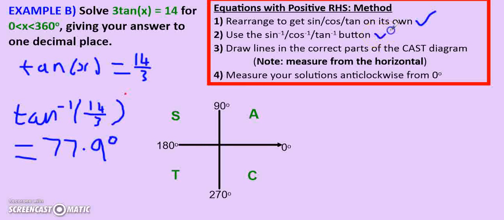Okay, done. Step 3, draw lines in the correct parts of the CAST diagram. Well, we're doing positive values of tan x. So tan x can be positive in the A section, where they're all positive, or in the T section, where just tan is positive. And the angles, which remember are equal to this answer here, 77.9, are now marked from the horizontal. So we get a 77.9 there, and we get a 77.9 down here.